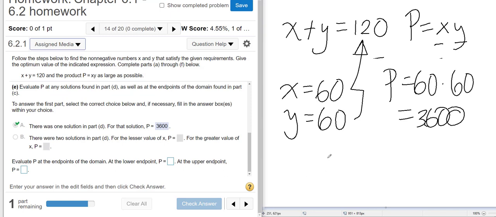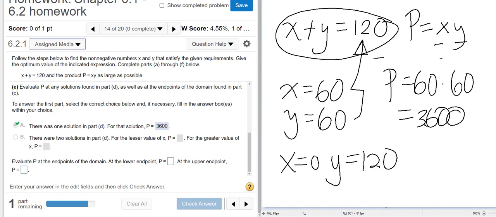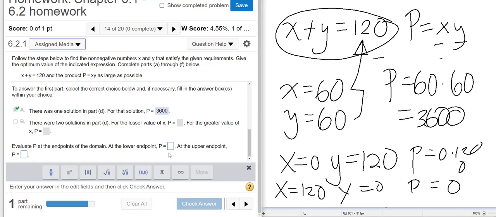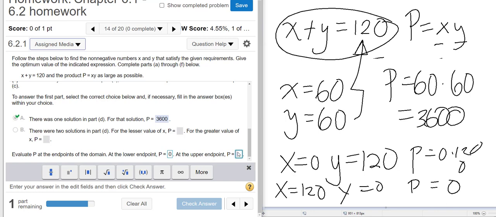Evaluate p at the endpoints. Now remember that on a limited domain, that is an interval, the maximum on that domain can occur at the point where the derivative is 0 or at the endpoints. So the lower endpoint is x equals 0. Well, if x is 0, y is 120. It has to be because they have to add up to 120. So our p would be 0 times 120, so that would be 0. And if we're at the upper end, that is x is 120, that means y would have to be 0, so we have the same answer there.